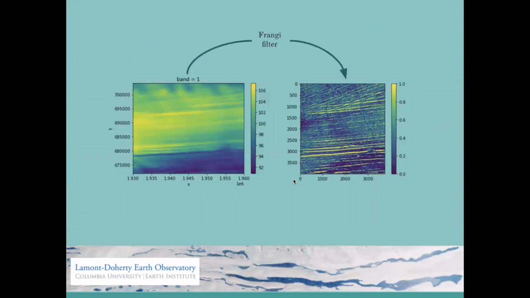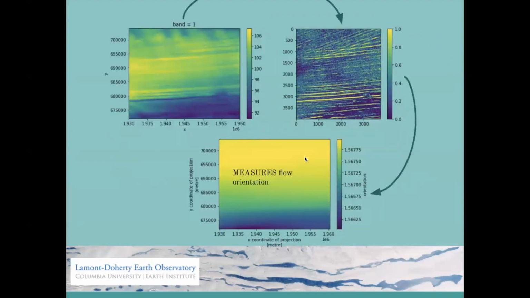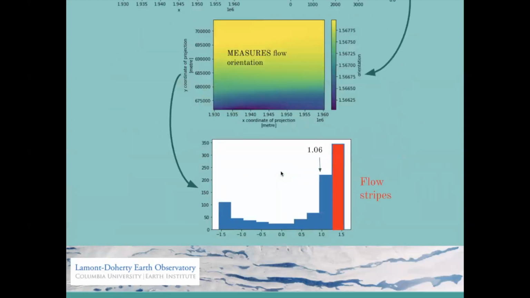So in order to remove them, we need to make sure to identify which ones are the oblique stripes and which ones are the flow stripes that we want to preserve. So the first step is to use a Frangi filter to identify long ridge-like structures. Then we can use ice velocity data. Here I use MEaSUREs ice velocity data to get the flow orientation in order to identify these flow-aligned flow stripes. So then we can identify which are the flow stripes and which are the oblique artifacts.